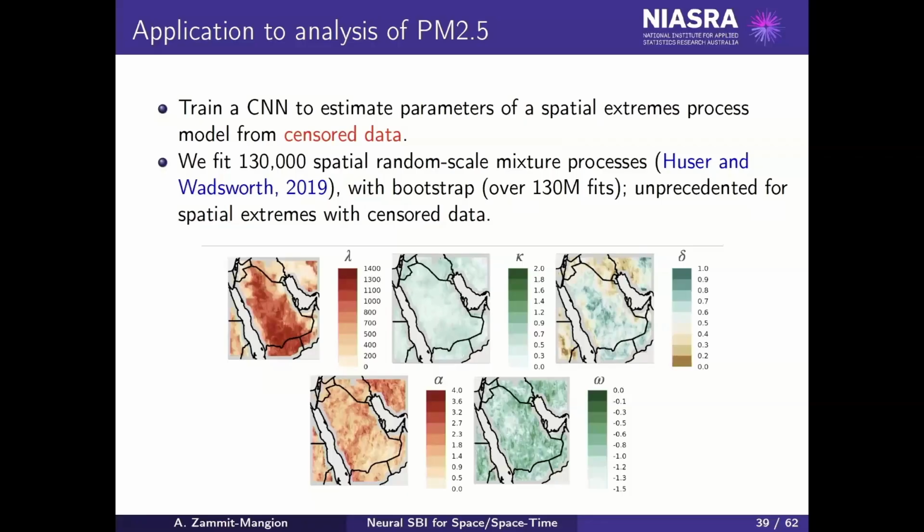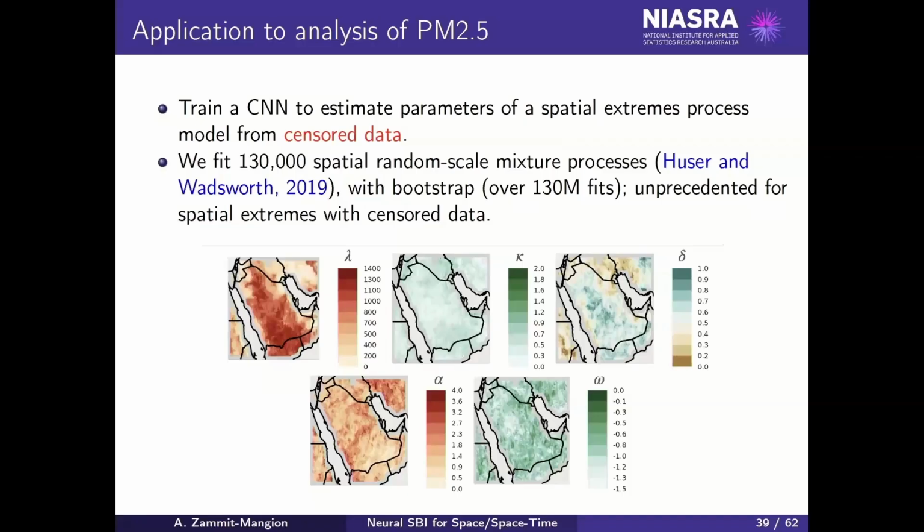We did the same thing. In this case, we're looking at Saudi Arabia because some of my collaborators are from KAUST in Saudi Arabia. We're looking at PM 2.5. So again, it's really small boxes here where we could fit these spatial models of extremes in each of these grid cells. And then also do bootstraps. In total, we did 130 million fits if you include the bootstrap samples as well. And all this was done in a few minutes as well, right?